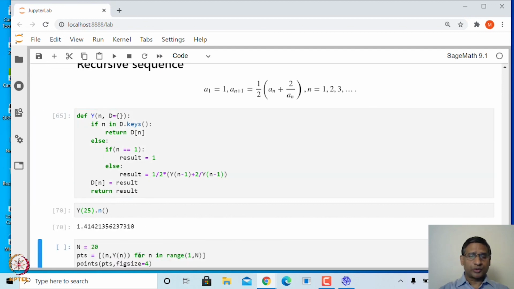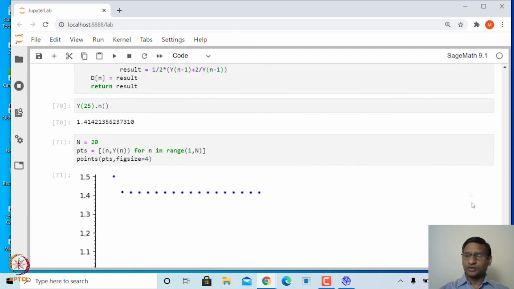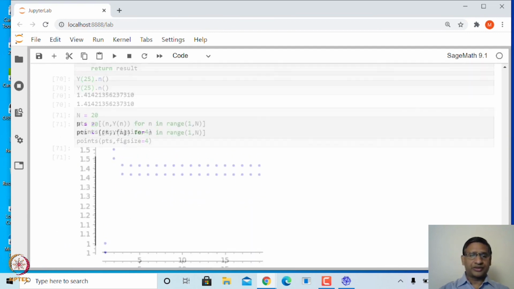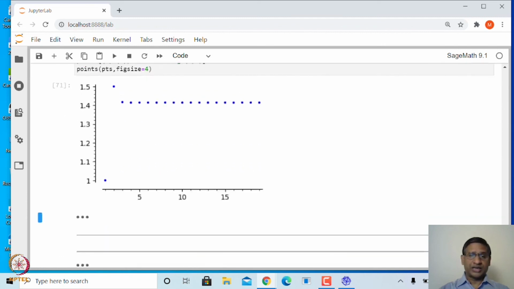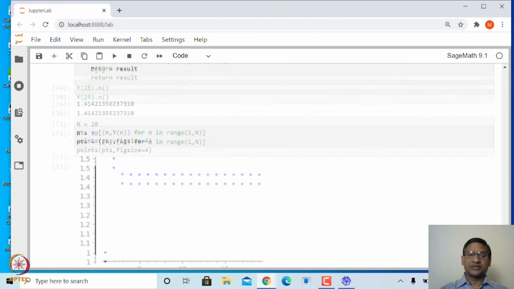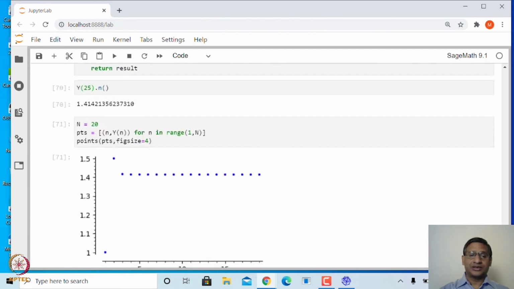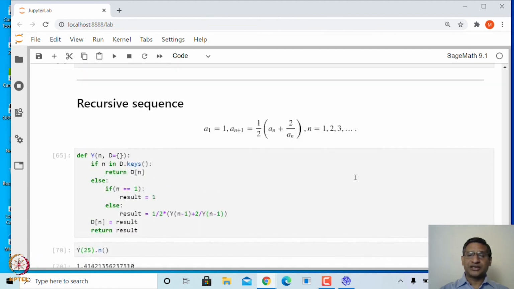Suppose you want to plot the first 20 terms of the sequence. What is happening is that after the second term onwards, this seems to be decreasing, and it is bounded below. Therefore, it is going to converge, and if it converges to some real number x, then you can find its limit by substituting.